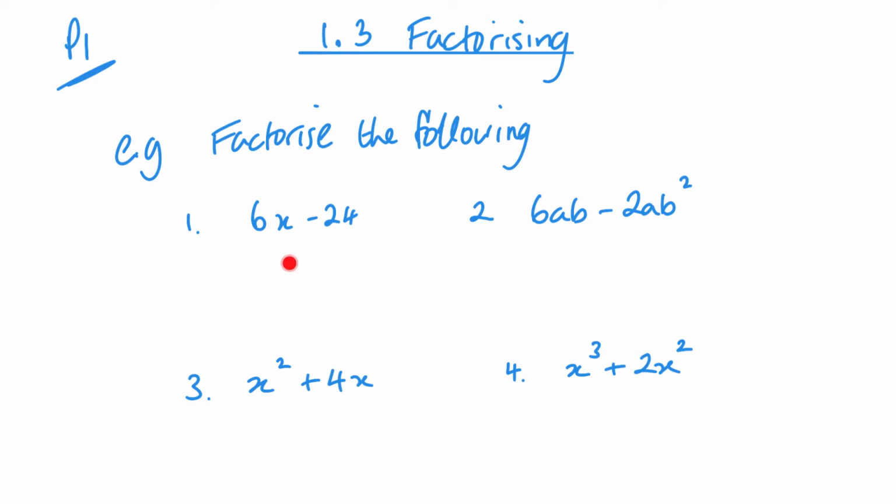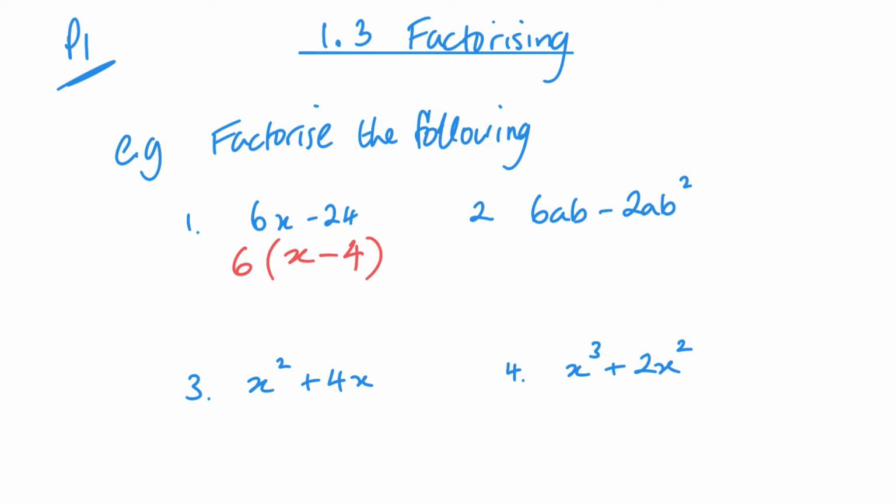First question, just need to look at both terms. There's only a letter in here, so I'm looking at the numbers. That's the best place to start. What goes into both 6 and 24? And 6 goes into both. So that's the factor I want to take out. So if I've taken a factor of 6 out of 6x, that's going to leave me with x. And if I've taken a factor of 6 out of 24, it's going to leave me with 4.